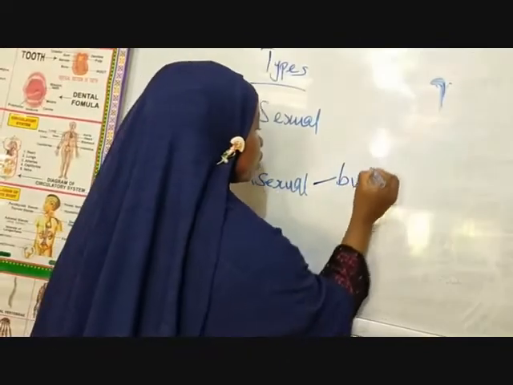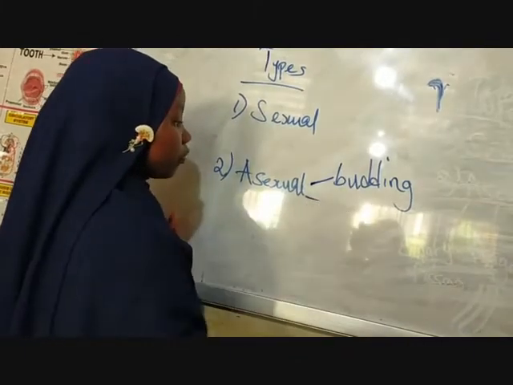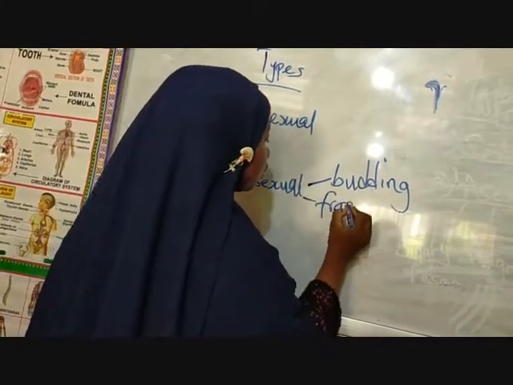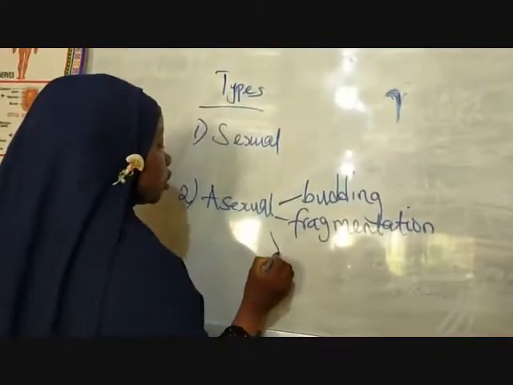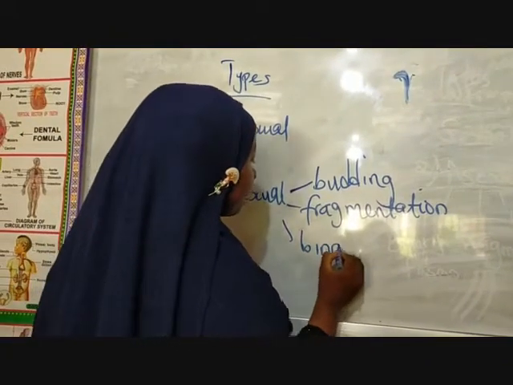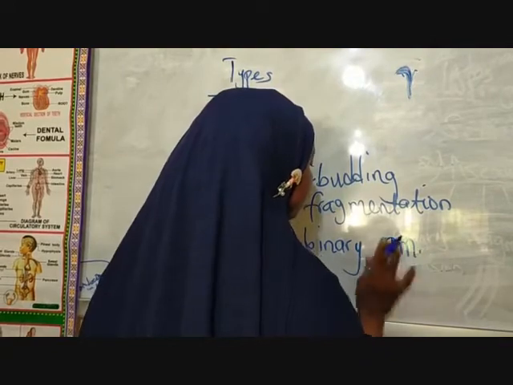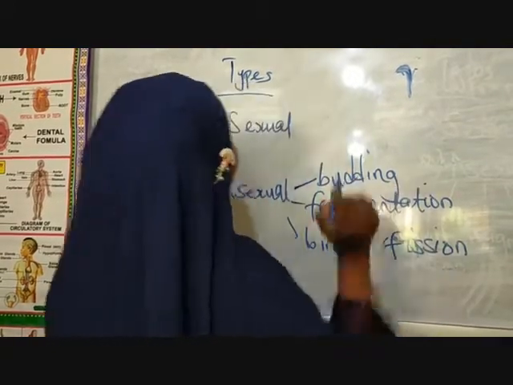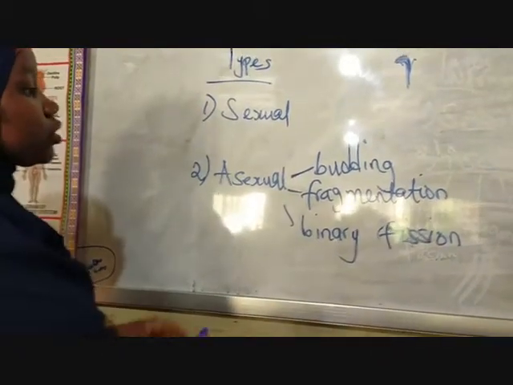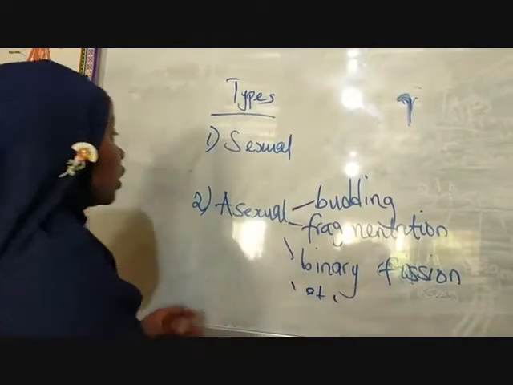We have budding. This occurs in hydra. This is something we all know before. We have fragmentation, which occurs in some invertebrates such as starfish. We have binary fission, which occurs in amoeba. And then you also have vegetative propagation and so on and so forth.